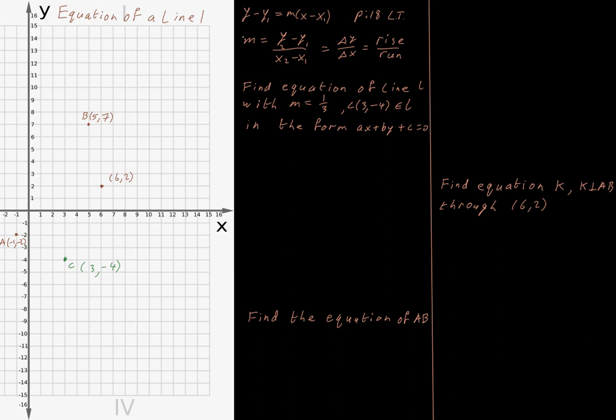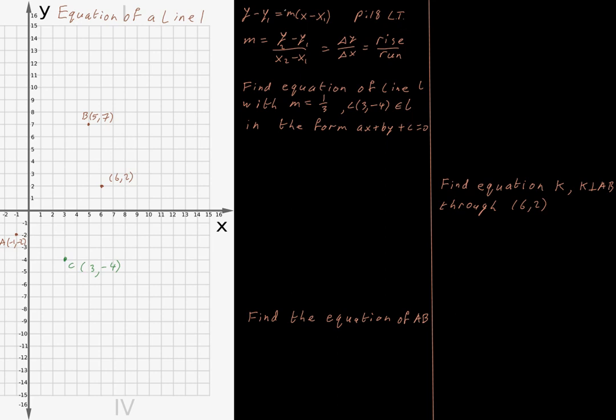Hello, now we are going to look at one of the versions of the equation of the line. The version we will look at today is y minus y1 is equal to the slope m times x minus x1, where x1 and y1 is a point on the line and m is the slope of the line. And this formula is found on page 18 of the formula tables or log tables.